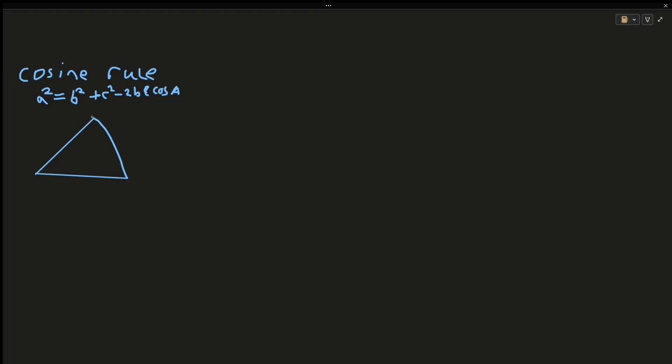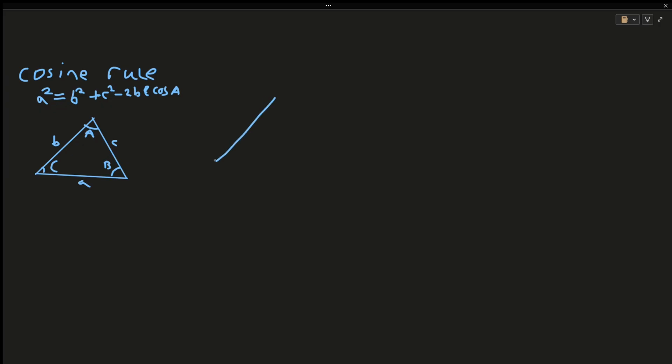Again, in a triangle format, this will look something like this. So you got angle A, opposite side a, angle B, opposite side b, and angle C, opposite side c. Right? So let's go through an example.